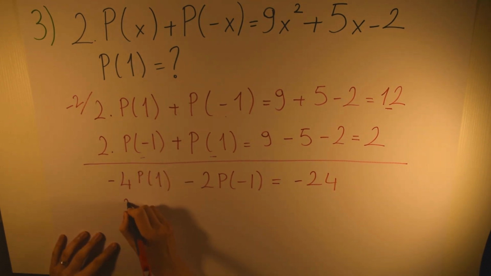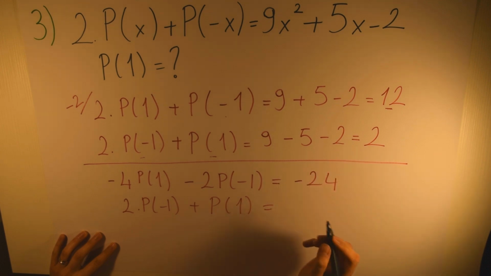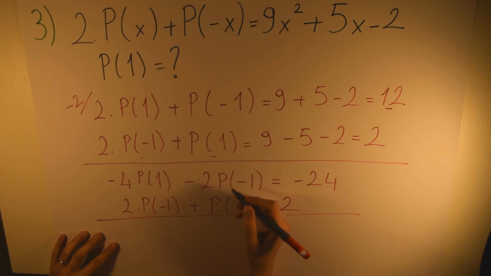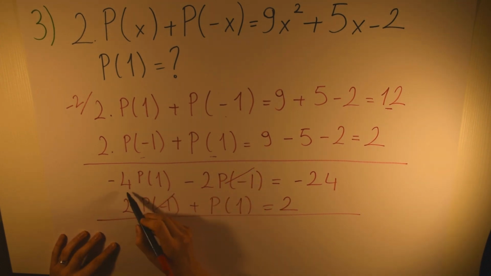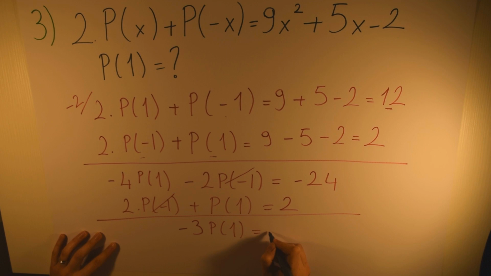So here I have 2 times P(-1) plus P(1) is equal to 2, right? I don't change anything in this equation. Okay, now when I sum them up, this will cancel out, and here I have -4 P(1), I have here plus P(1), which makes -3 P(1) is equal to, I have here -24 plus 2, it is -22. So here these signs cancel out. So here I will get P(1) is equal to 22 over 3.